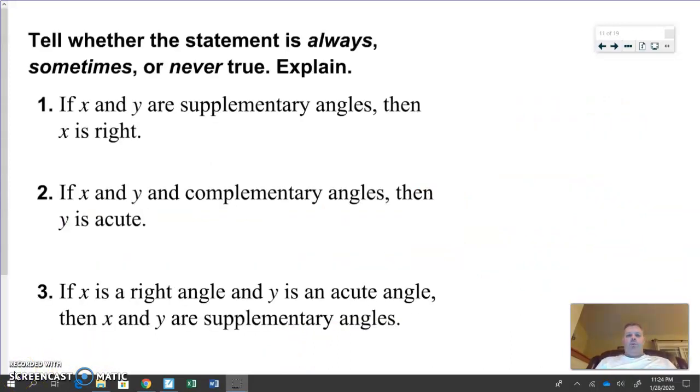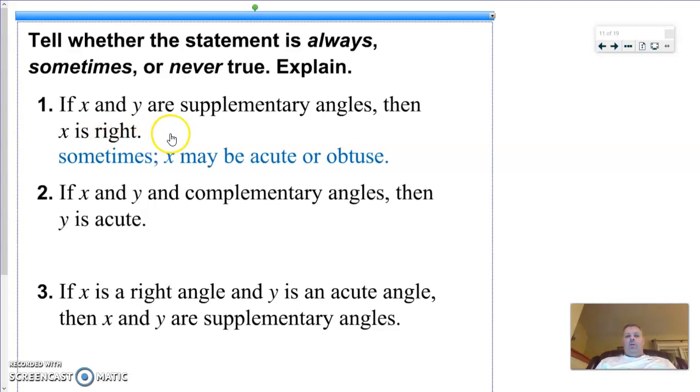In our next exercise, we are to tell whether this statement is always, sometimes, or never true, and then explain. If x and y are supplementary angles, which means they add up to 180, then x is a right angle. Sometimes x may be also acute, but it may be obtuse, but it could be 90. If they are supplementary and this is 90, they are both right angles.